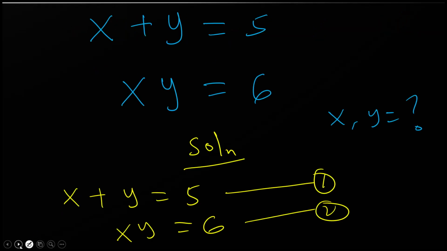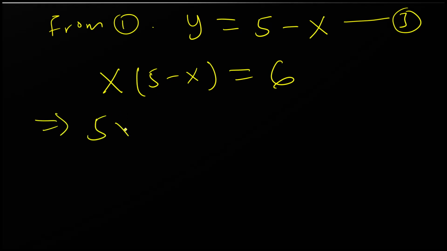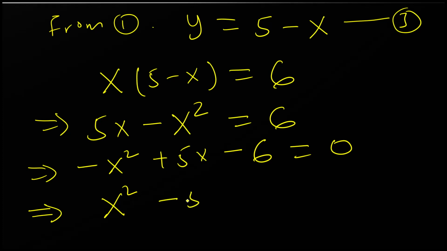So we have xy equals 6. So x times y, but y is 5 minus x, equals 6. Now let's expand: 5x minus x squared equals 6. So we have minus x squared plus 5x minus 6 equal to 0. Let's divide through by negative. Now x squared minus 5x plus 6 equal to 0.